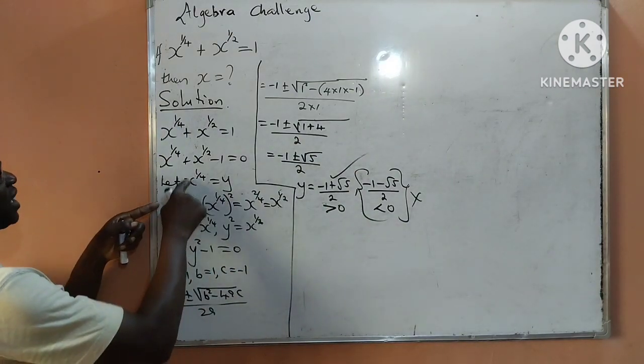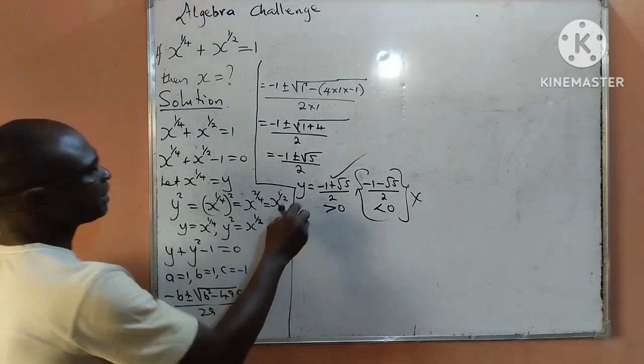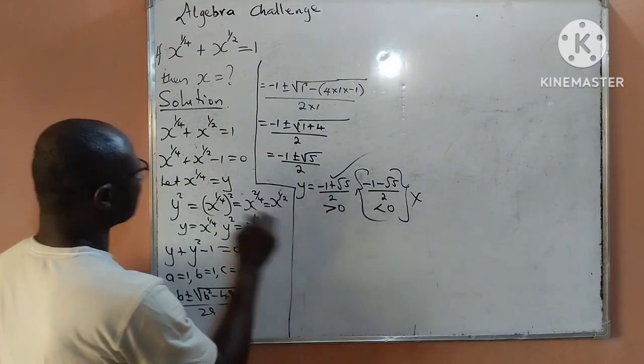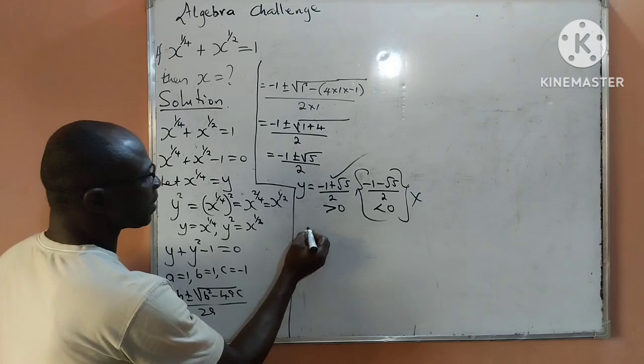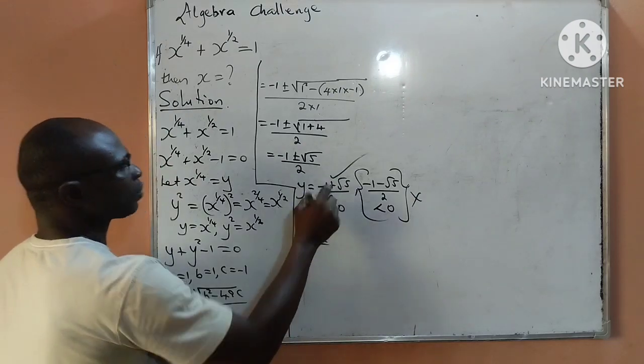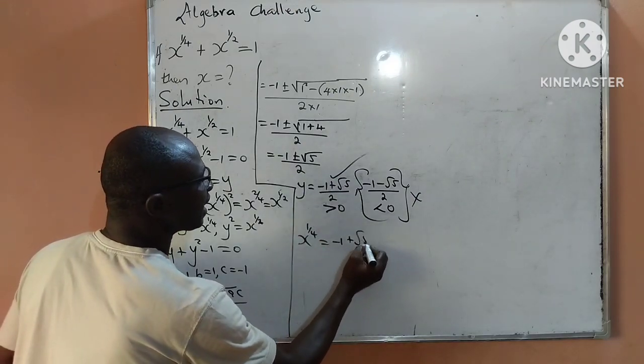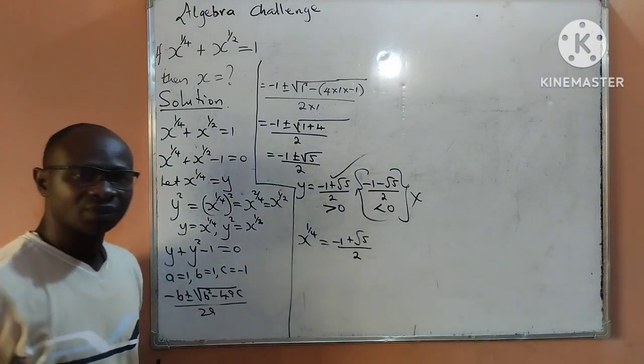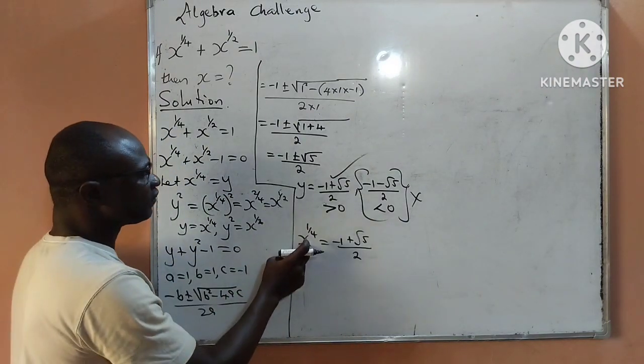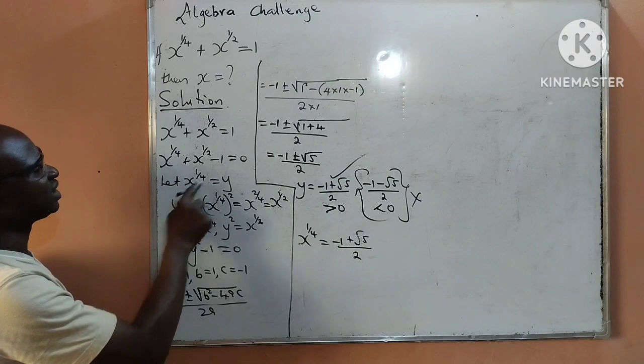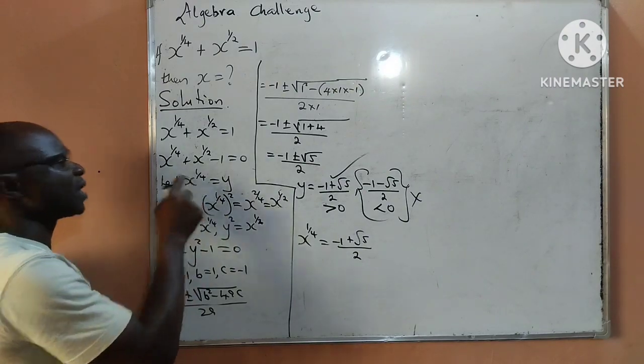So therefore, if y is equal to this, but what is y? Y here is equal to x raised to the power 1 over 4. So y equal to this means x raised to the power 1 over 4 is equal to minus 1 plus root 5 all over 2. Now, I have replaced that value of y because here I said let y be equal to x raised to the power 1 over 4.